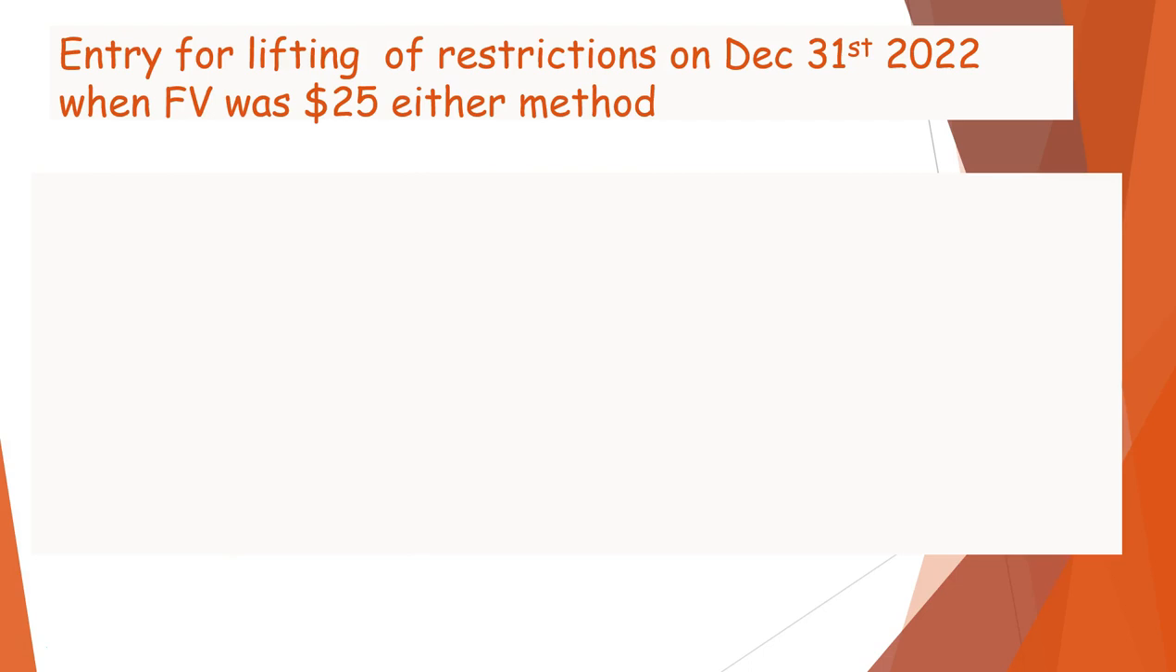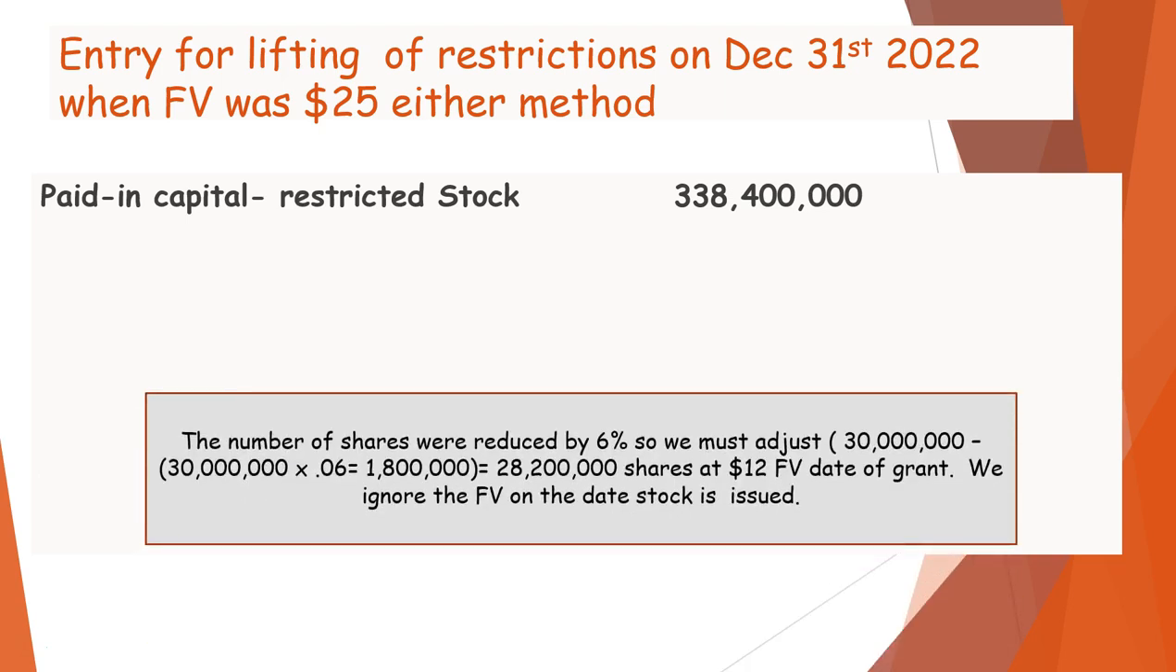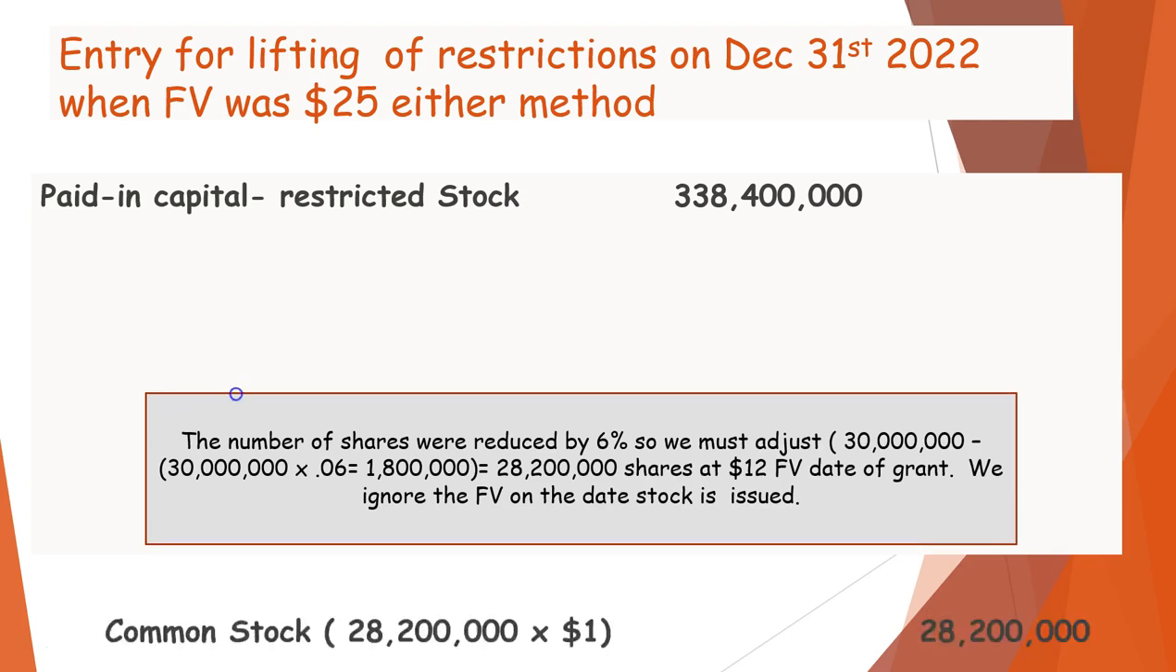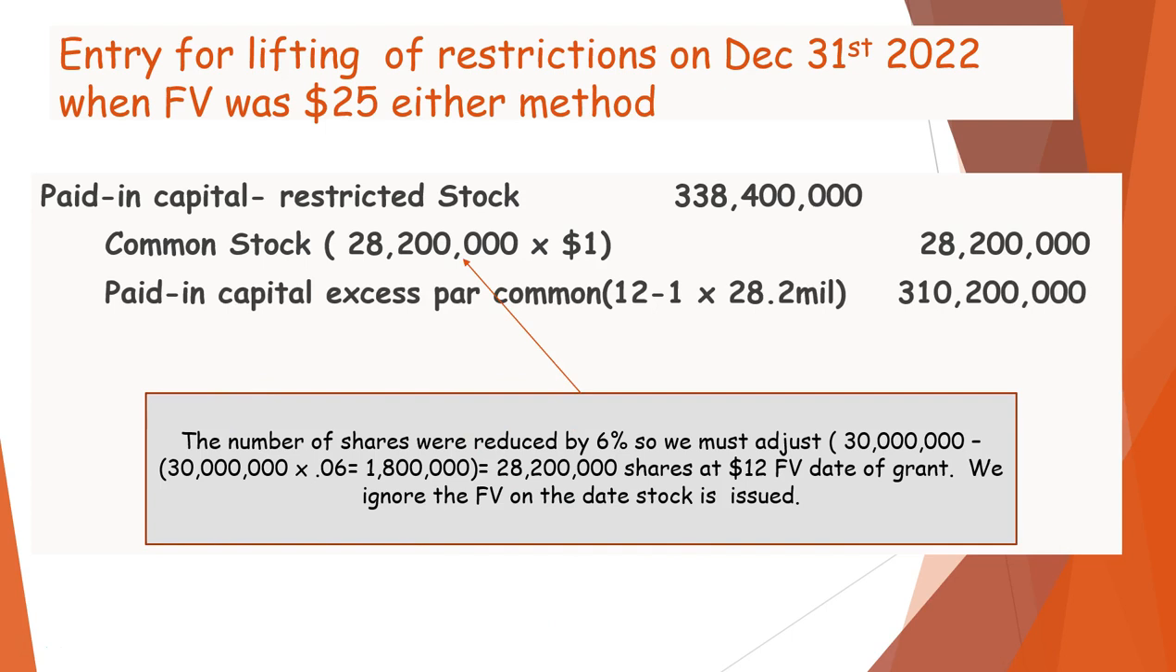Now, what happens at the end of the 3-year period when we lift the restriction and the fair value is $25? This is the journal entry regardless of the method we used. We would take it out of paid-in capital. We would then take it to common stock. We would have 28,200,000 shares. And the difference would go to additional paid-in capital.